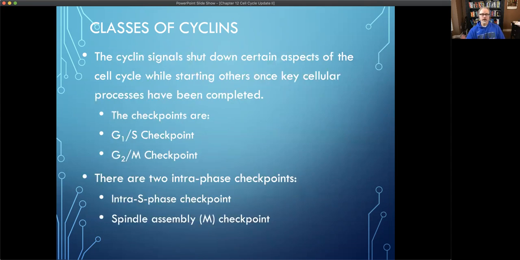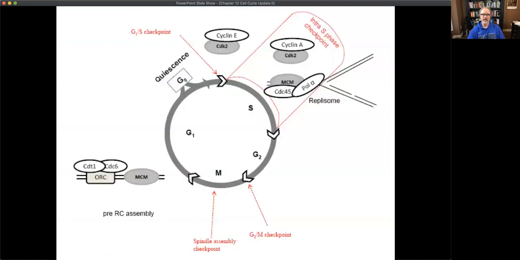So certain cyclin signals are going to shut down certain aspects of the cell cycle and allow other ones to get going and start up the other parts of it. There are a few checkpoints within the cell cycle. You have the G1/S checkpoint, the G2/M checkpoint, and then there's an intra-S phase and an intra-M phase checkpoint. These are just checkpoints to make sure that everything is being handled correctly in terms of the DNA, so that we're not copying faulty DNA. Because if you recall from an earlier discussion, we said that we want to produce exact copies, and the cell has ways to ensure that, and that's what these various checkpoints do.